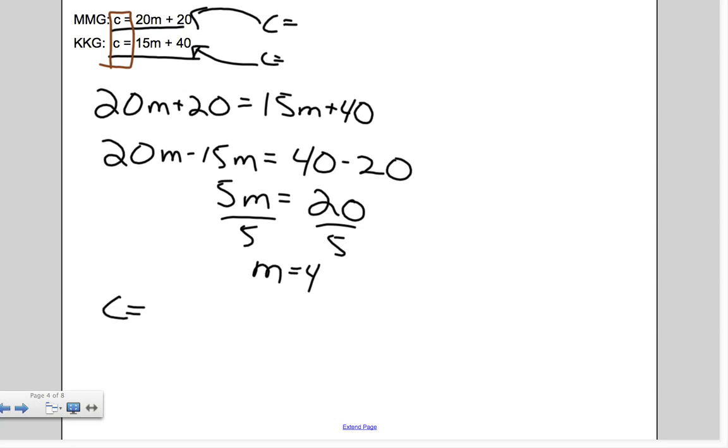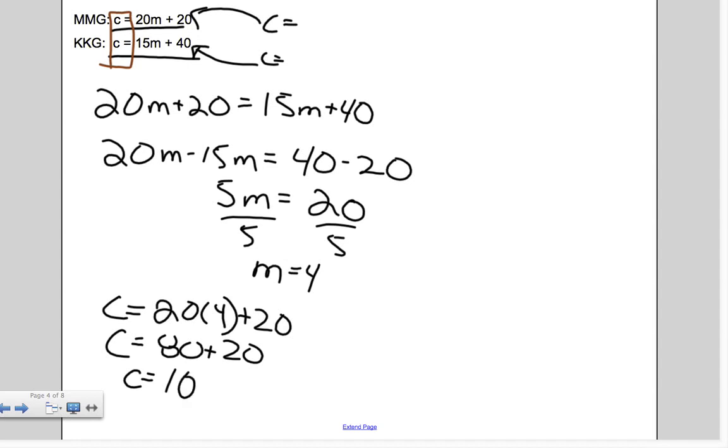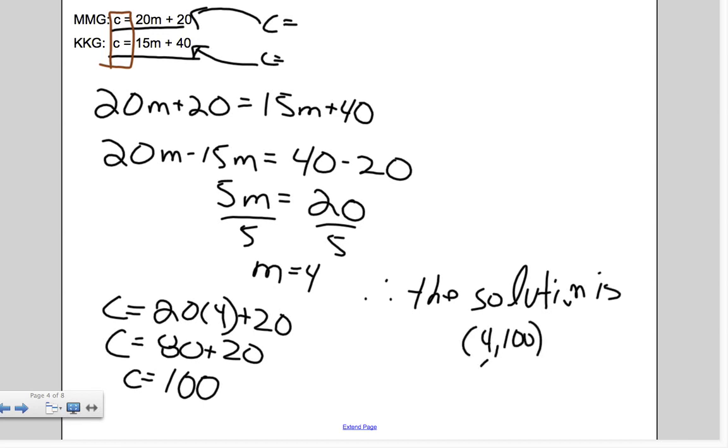So here I just pick the first one. 20 times 4 plus 20. C is equal to 80 plus 20. C is equal to 100. So therefore, the solution is 4 comma 100. In other words, this was our M value. This was our independent variable, and that's our dependent variable.